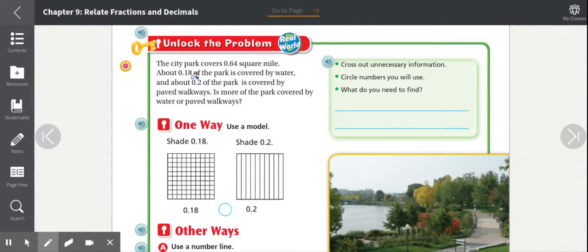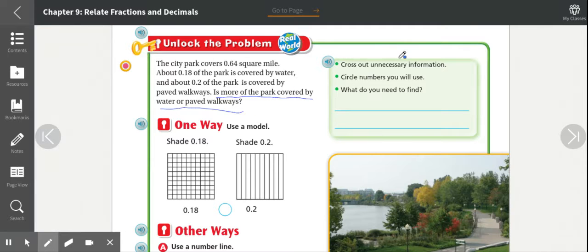About 18 hundredths of the park is covered by water, and about 2/10 of the park is covered by paved walkways. So this is what they're asking us: is more of the park covered by water or paved walkways? Okay, is more of the park covered by water or paved walkways?